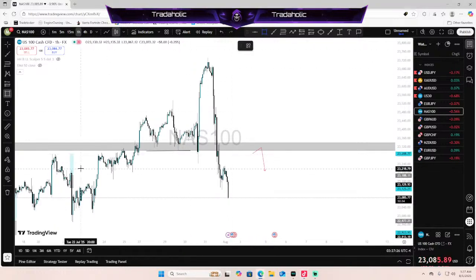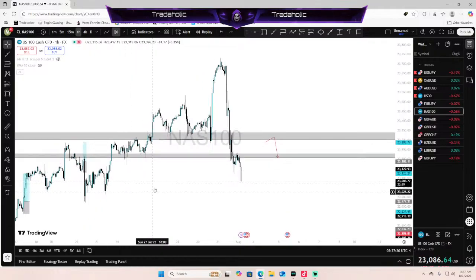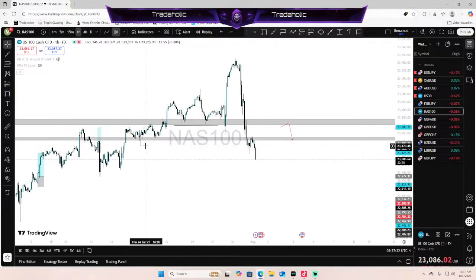Either that, we have a break and retest at this area that already happened back over here. So now our next potential opportunity will be below this area.